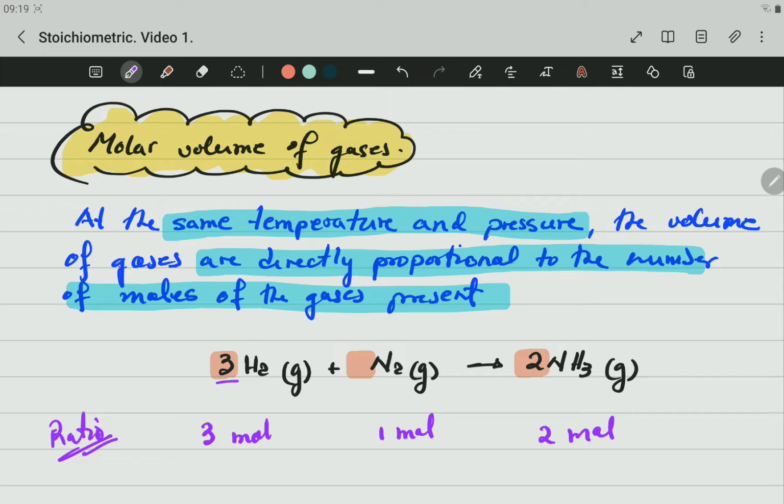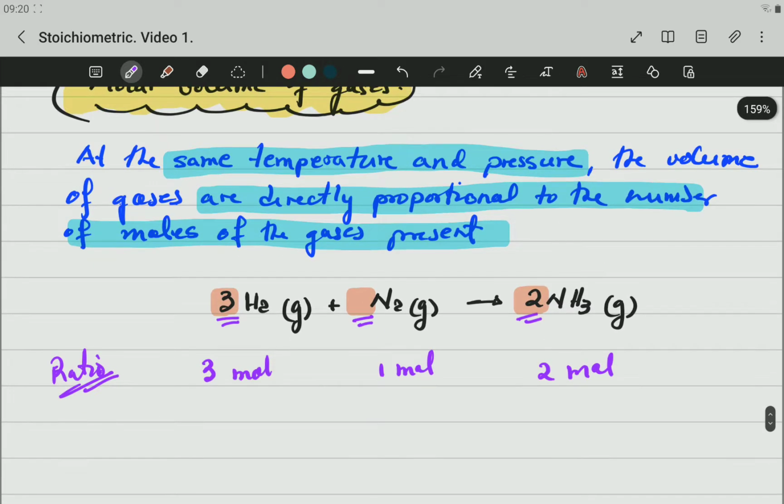The numbers at the front represent the ratio. 3 moles of hydrogen need to react with 1 mole of nitrogen to produce 2 moles of ammonia, and this ratio is very, very important in stoichiometric calculations later on. Now, what did we just say about gases? If all of them are gases, like we have here, then the ratio also works for the volume.